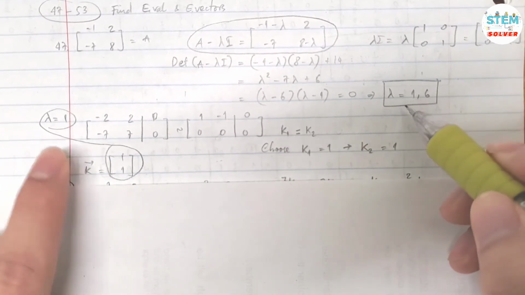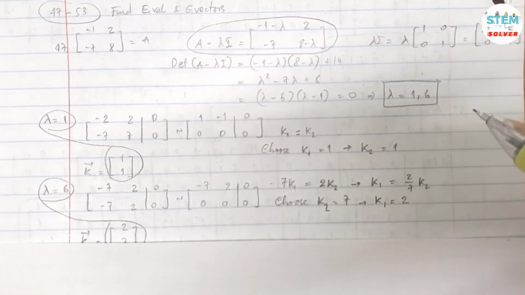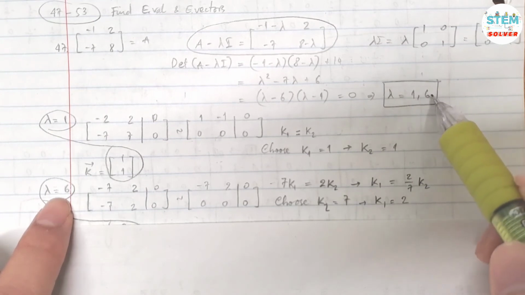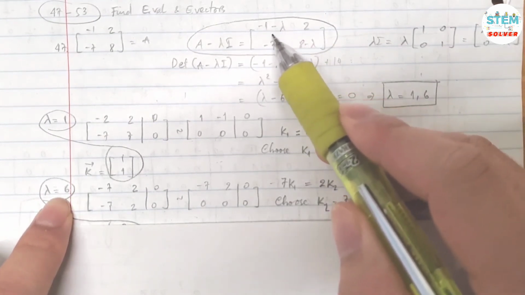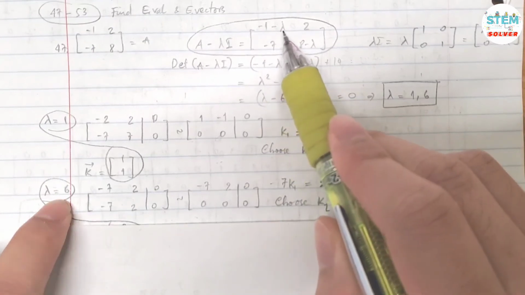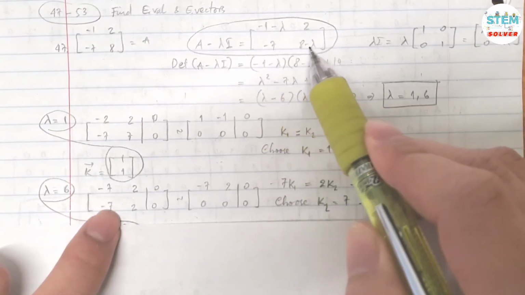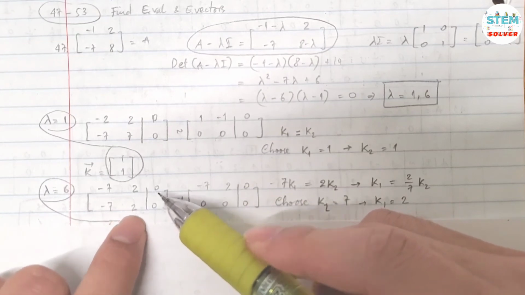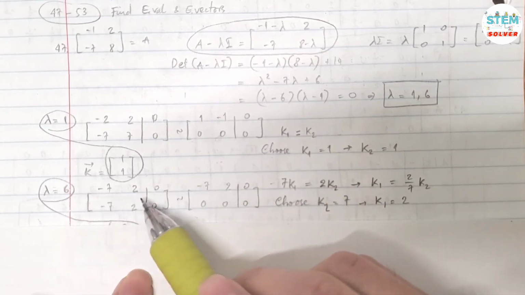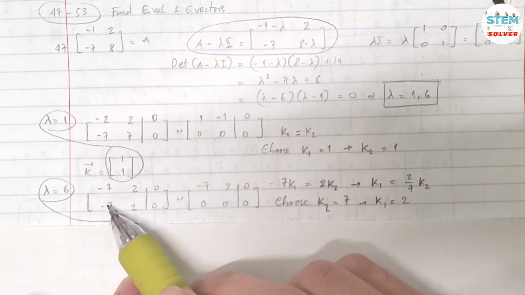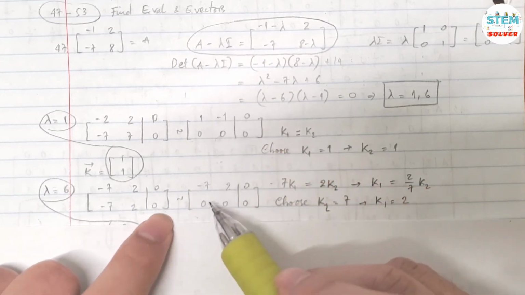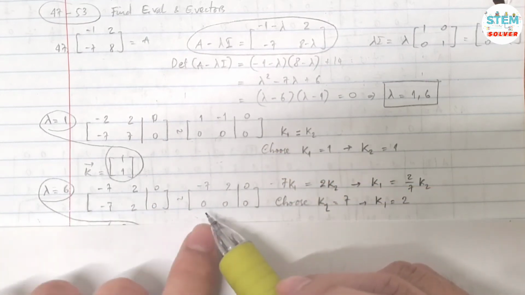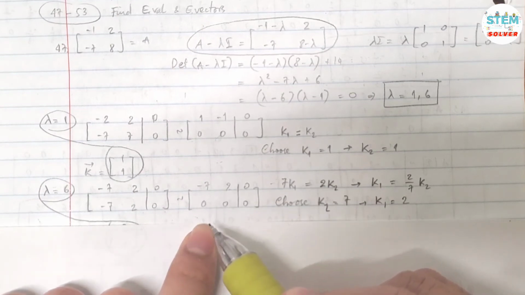Now let's do the same thing for lambda equals 6. So lambda equals 6, you plug 6 in here and simplify. So -1 minus 6 is -7, 2, -7, 2, and then augment it with 0. You see that these two rows are identical, which means that you will have an indefinite solution.